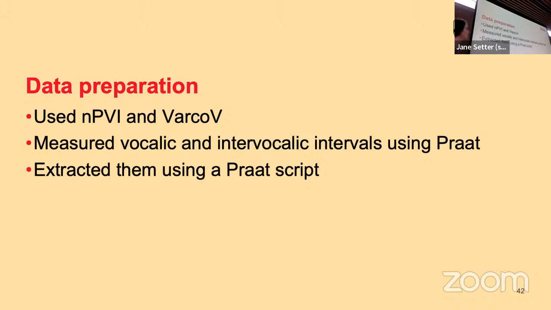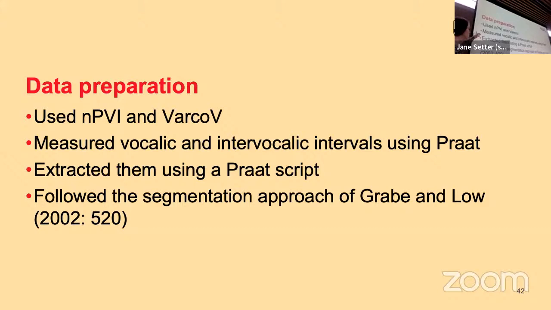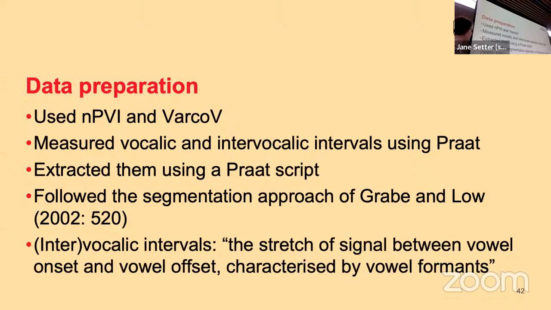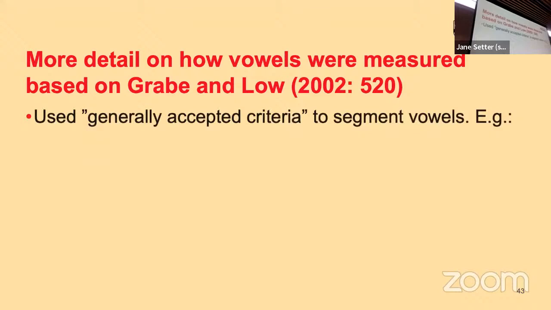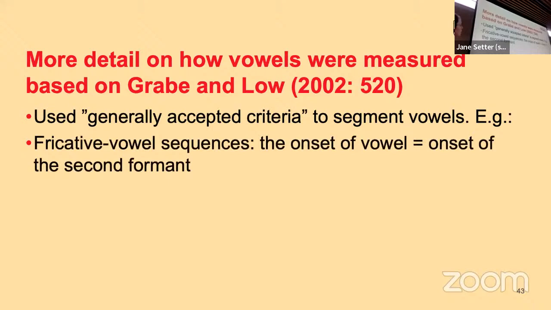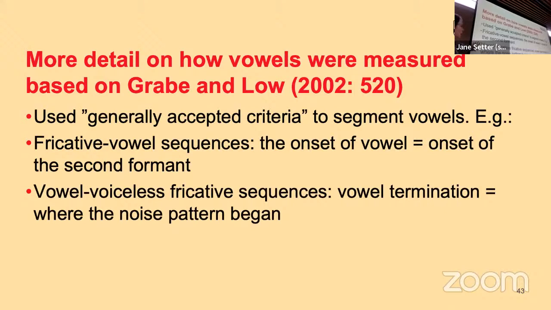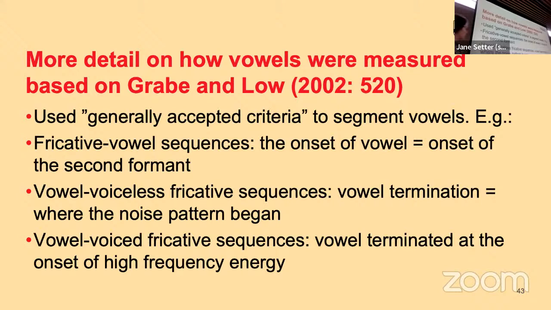And she followed the segmentation approach of Grabe and Low, because of the nPVI largely. And these say that intervocalic intervals are the stretch of signal between vowel onset and vowel offset, characterized by vowel formants. So we're looking at the onset and the offset bit. These are the things that you need to pay attention to. So how do you decide? For example, Grabe and Low say that they use generally accepted criteria. For example, for fricative-vowel sequences, they looked at the onset of the vowel and the onset of the second formant. For vowel-voiceless fricative sequences, it was vowel termination, where the noise patterns began. And for vowel-voiced fricative sequences, they looked at the onset of bifrequency energy. So these were all the things that she applied when she was segmenting her data.